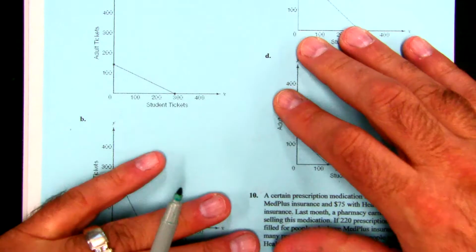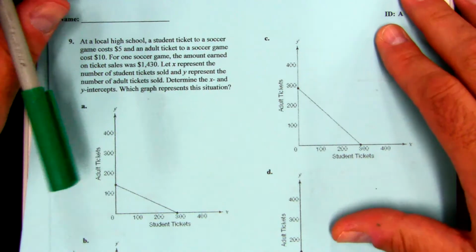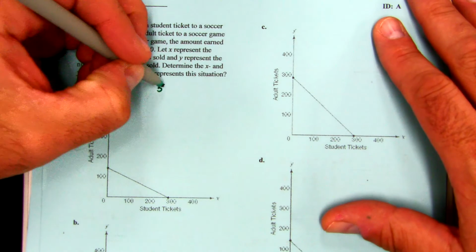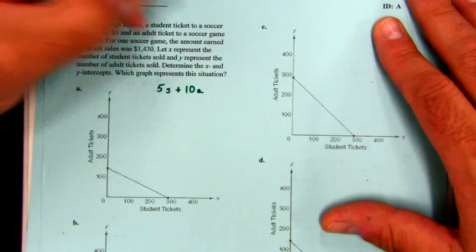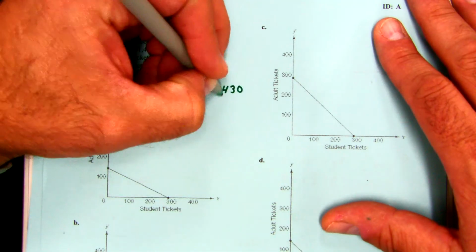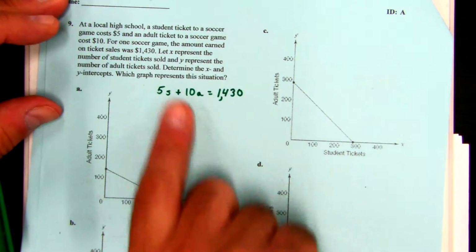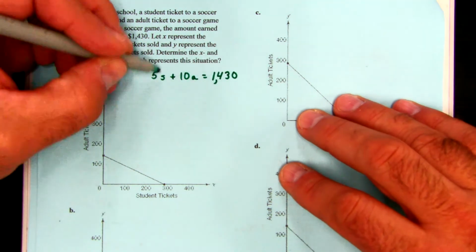All right, number 9. Number 9 says at the high school function, it costs $5 for a student ticket and $10 for an adult ticket. And they want the sales to be $1,430. Okay. So you have to write out the equation. They didn't give it to you. And then you have to find the y-intercept and the x-intercept. So that means I put a 0.